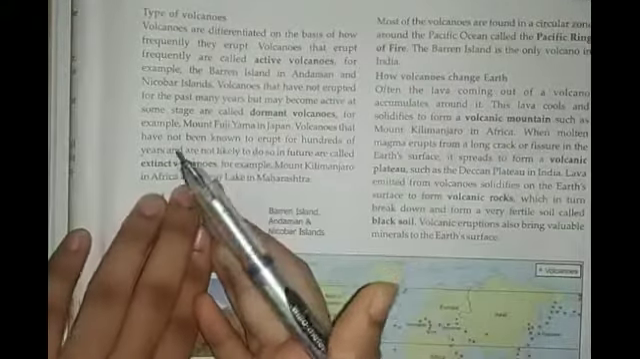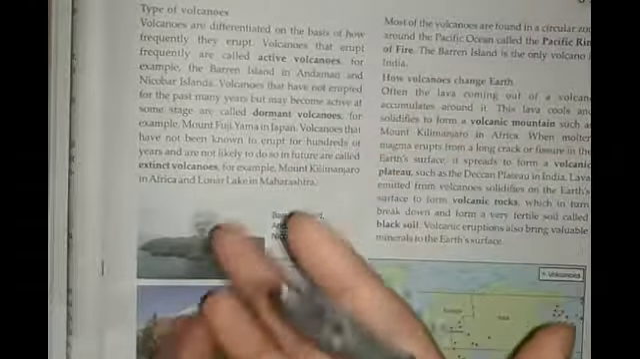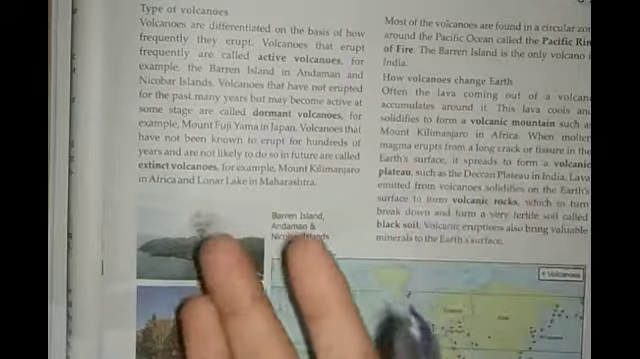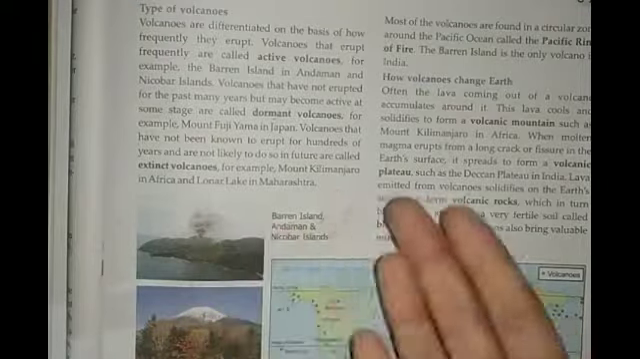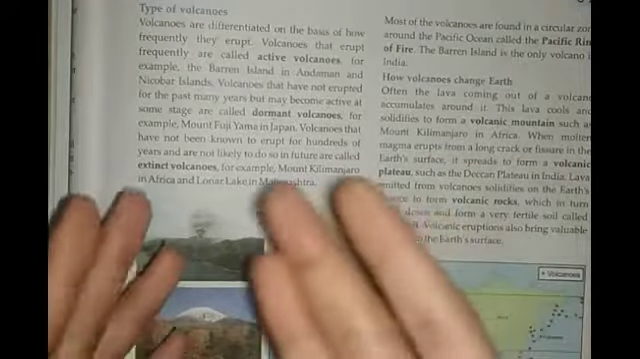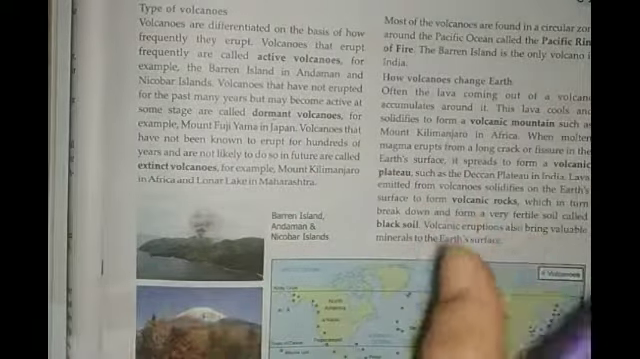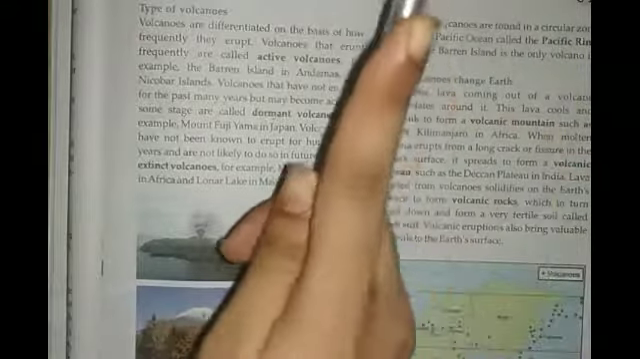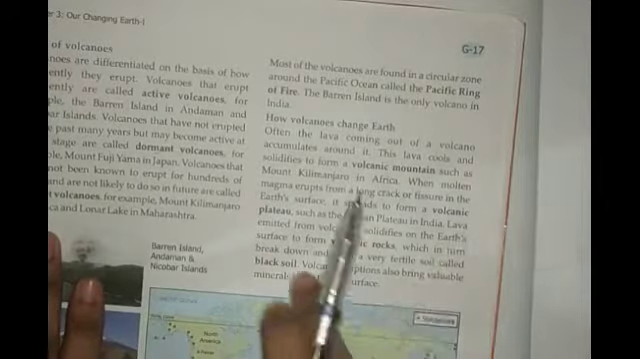Then extinct volcanoes are those where we have not seen a volcanic eruption for many years. This occurs very rarely. Okay, these are volcanoes where sometimes after many hundreds of years, 100-200 years, a volcanic eruption takes place once, and they are known as extinct volcanoes. Okay, how volcanoes change the earth: volcanic plateaus such as the Deccan Plateau in India. Okay, read all these things, then you will know.